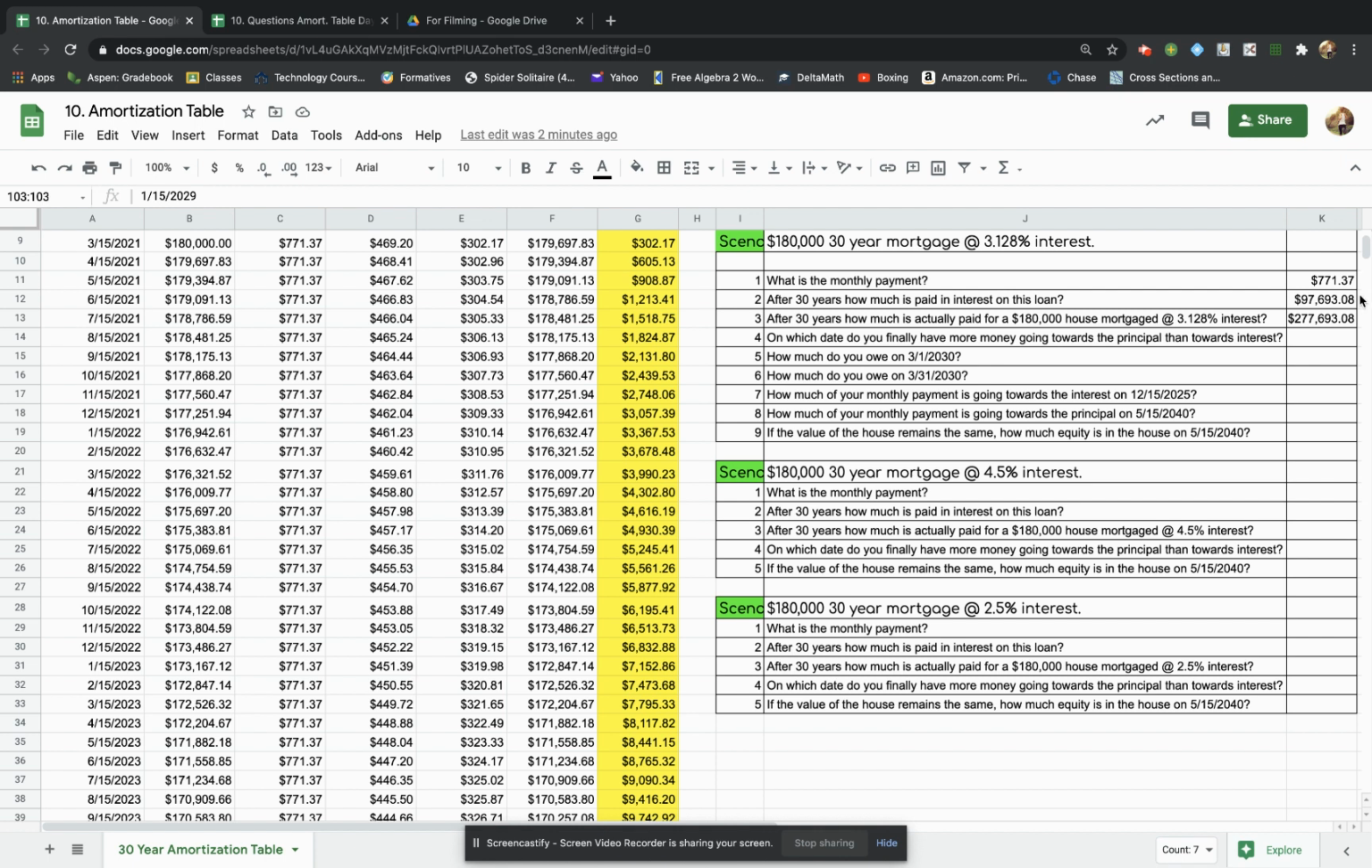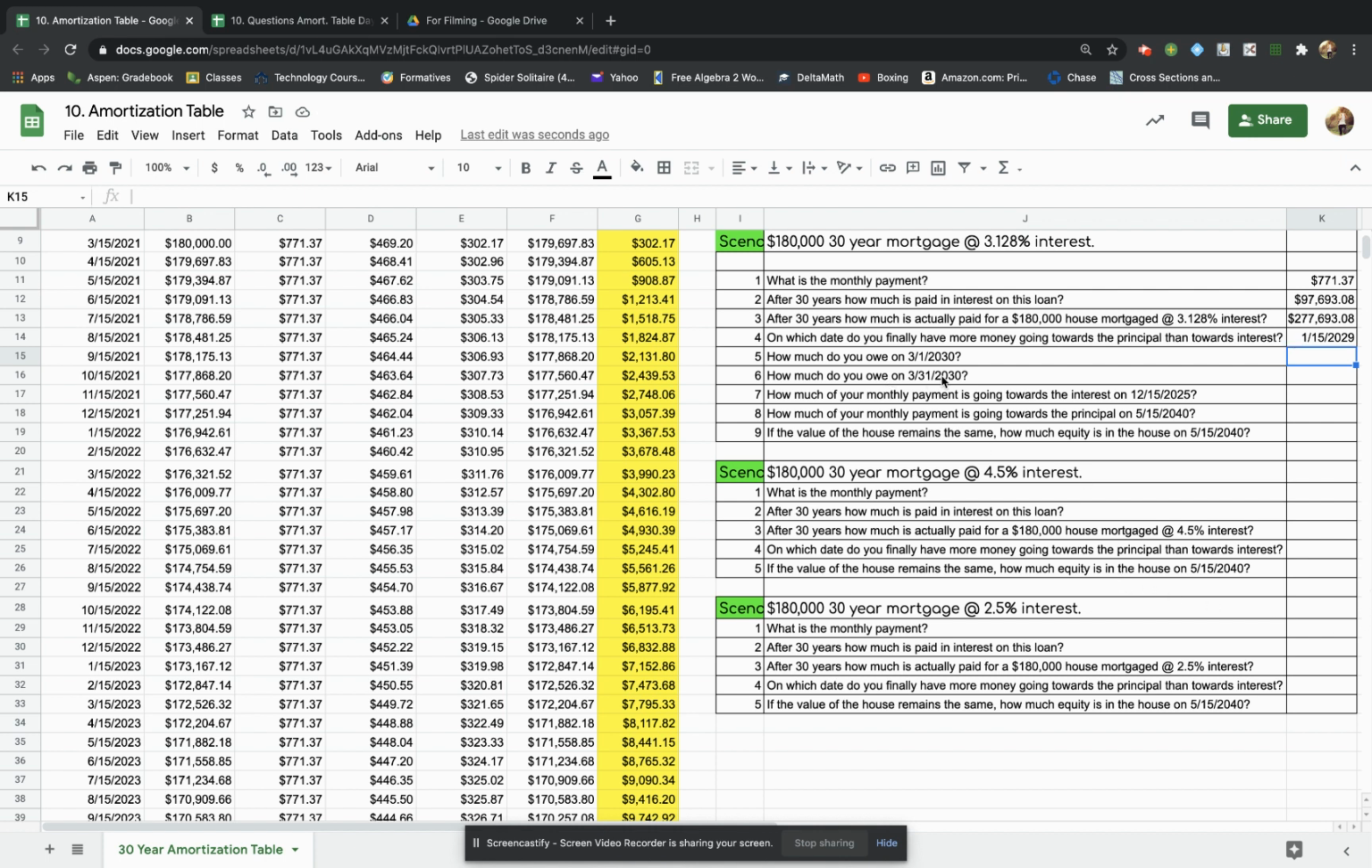So let's scroll up here. 1/15/2029, which means it's just shy. Let's see, we started in 21. That means it takes almost 8 years before you finally start having more money attacking the principal than the interest.